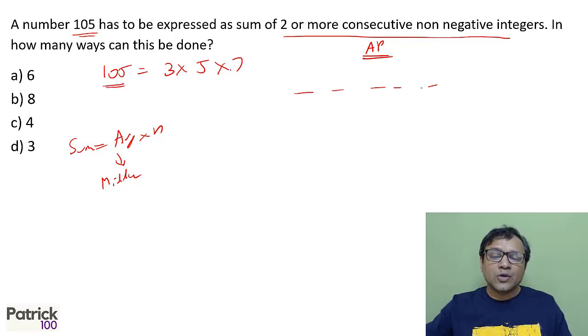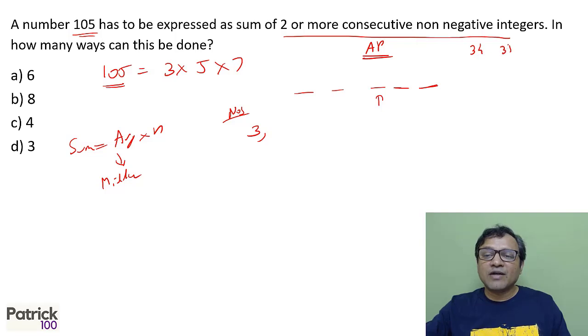105 is odd, so let me start with an odd number of numbers. If it is an odd number of numbers, the middle number should also be odd. Let me say the smallest possible, 3 numbers. If I take 3 numbers, the middle number has to be 7 into 5, which is 35, possible. So you can get 34, 35 and 36. If the number of numbers is 5, the middle number will be 7 into 3, which is 21, possible. Middle number 21, 5 numbers: 19, 20, 21, 22, 23.